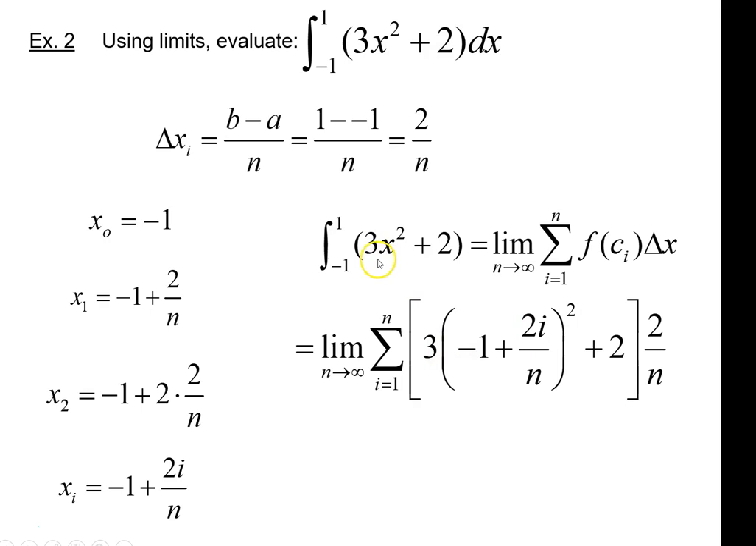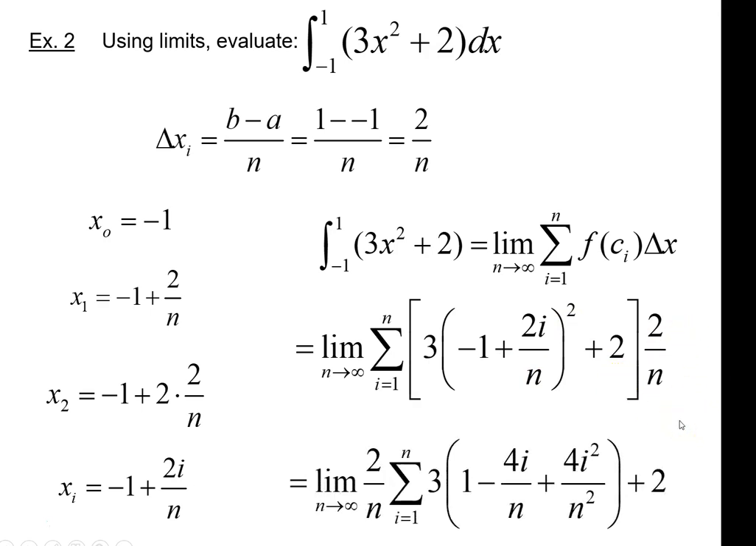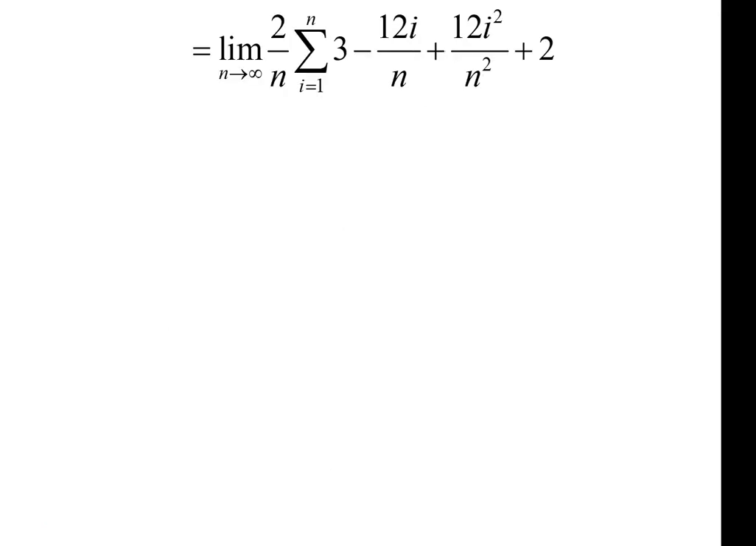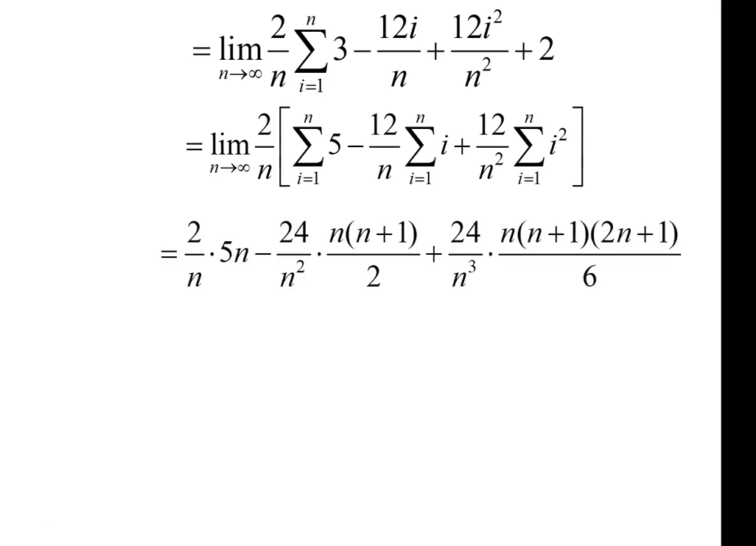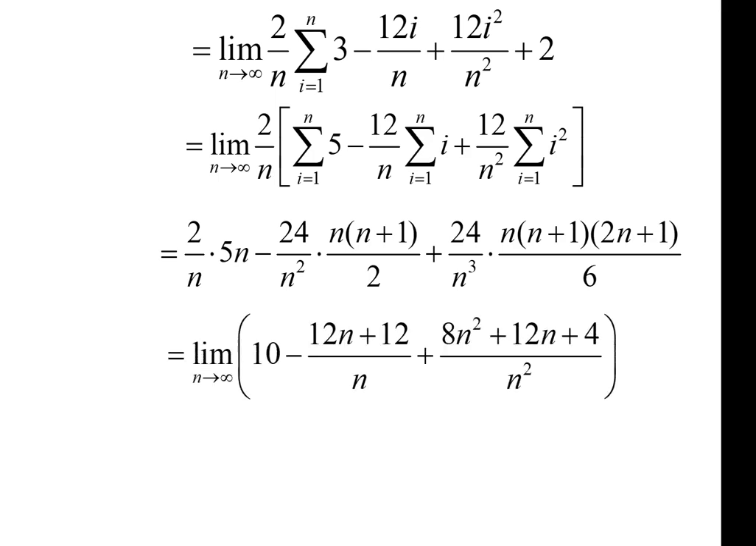So we get, since the function was 3x squared plus 2, we get 3 times that x sub i expression squared plus 2 times the width, 2 over n. Do a little algebra here. I brought the 2 over n to the front. We can take some time in class and go over this algebra a little bit more in depth. Just go with me for now. Make sure you remember the rules for summation. If we separate all of this and simplify using our summation formulas, take the limit, remember, as n goes to infinity, and we get a value of 6.